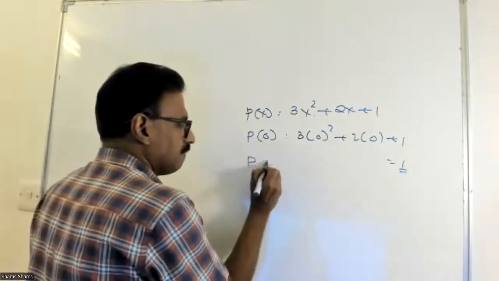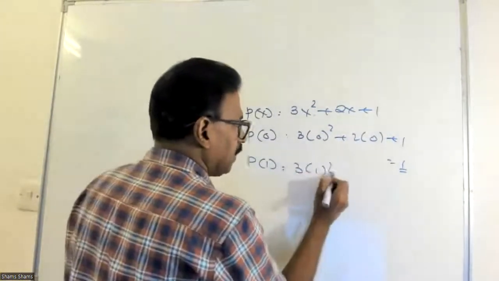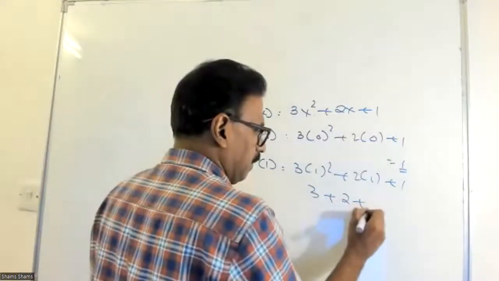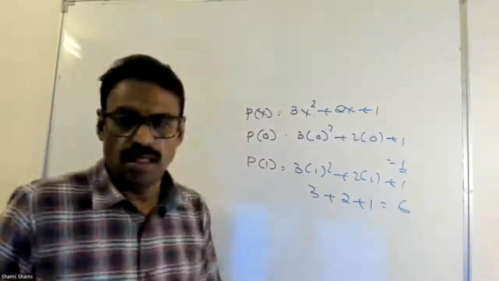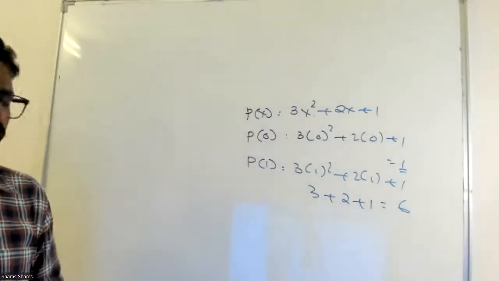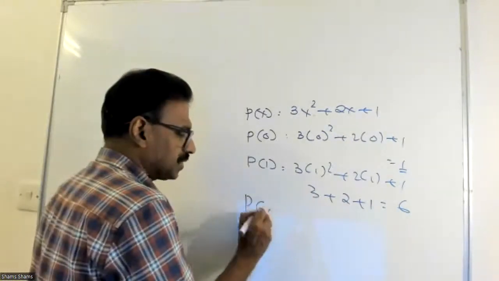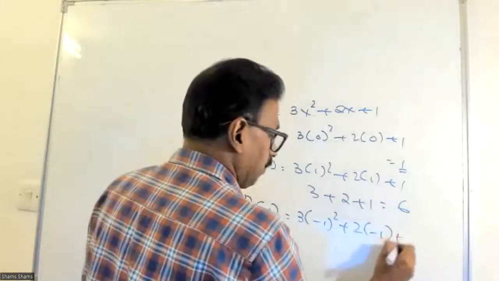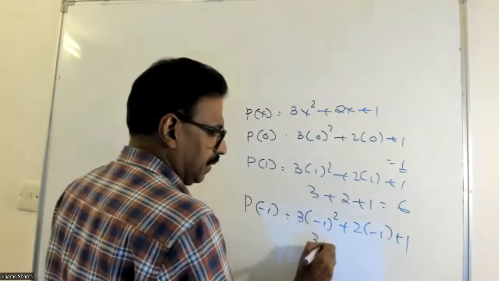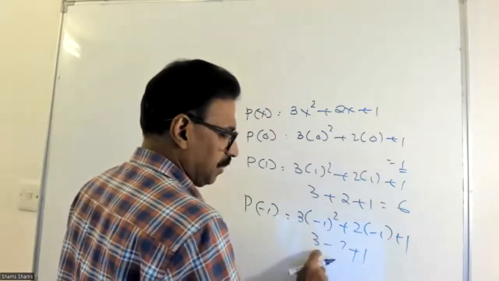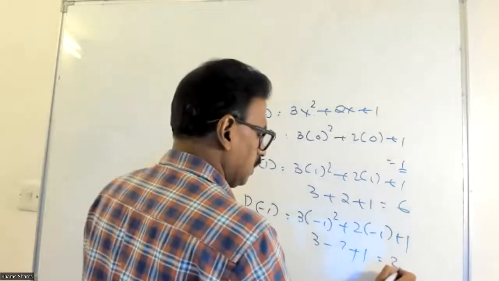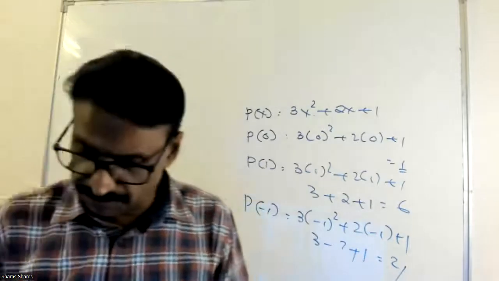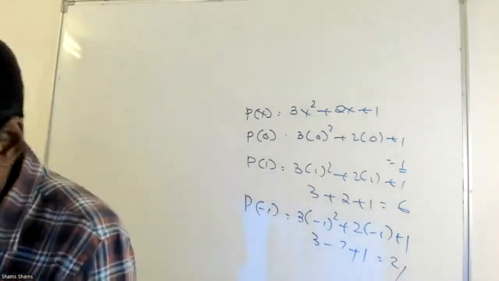If it is P of 1, equal to what? 3 into 1 squared plus 2 into 1 plus 1, that is 3 plus 2 plus 1 equal to 6. Okay. Then suppose it is P of minus 1, what will we do? 3 into minus 1 squared, 2 into minus 1, plus 1. 3 minus 2 plus 1, 3 plus 1, 4 minus 2, 2, like that. This is called the value of the polynomial. Okay. So we start from there.